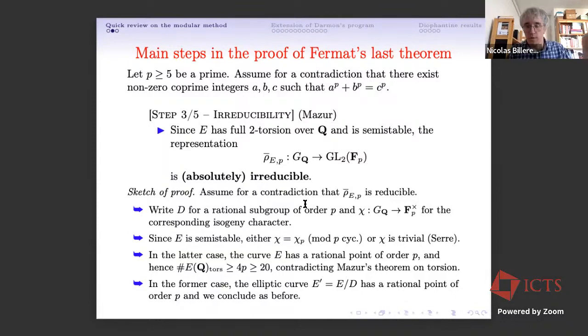So before it was the cyclotomic and the trivial, and now it will be the trivial and the cyclotomic on the upper left entry. So you get that this curve E dash has a rational point of order P, and you conclude as before. So this is one. I just wanted to point out that there are modular curves in this work.